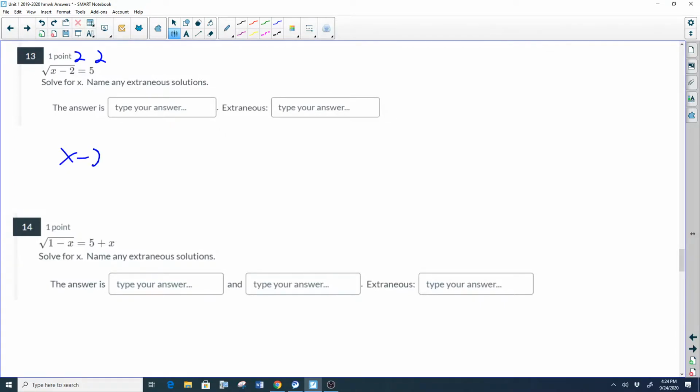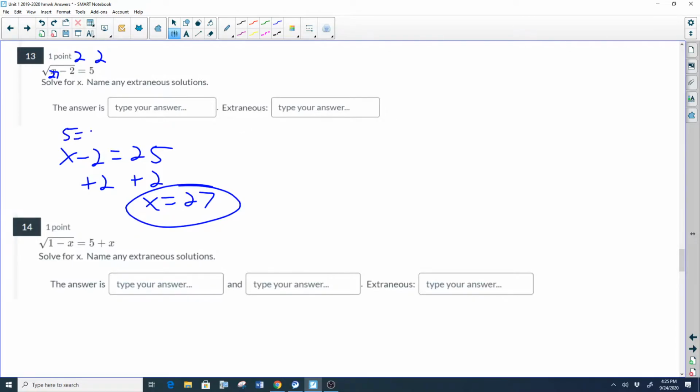So x minus 2 equals 5. 5 squared is 25. Didn't we do this problem already? Add 2, we get x equals 27. This looks familiar, right? 27 minus 2 is 25. And the square root of 25 is 5. 5 equals 5. It works. So again, we're going to say 27 is our answer. And then don't forget, lowercase, none.